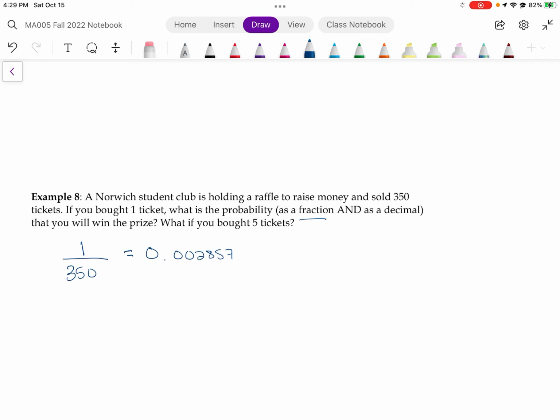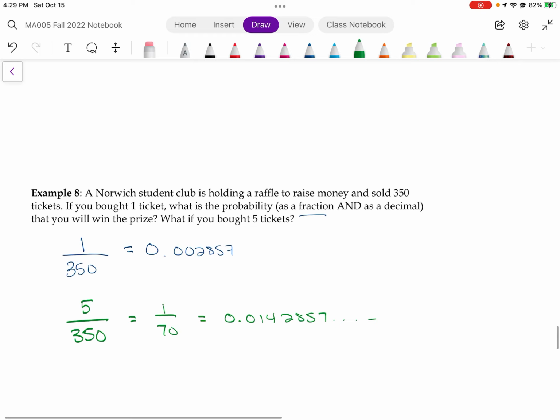The next question is, what if you bought 5 tickets? So you would have 5 favorable outcomes out of 350 tickets. And that reduces to 1 over 70. So that would be your fractional answer. And your decimal answer is just take 1 and divide it by 70, and you get 0.0142857 and so on. Okay? So you would have to see what the question asked in terms of where you should round. It might say round to the thousands place or round to 4 decimal places or something like that. And so you would just round to whichever one you're asked to round to.